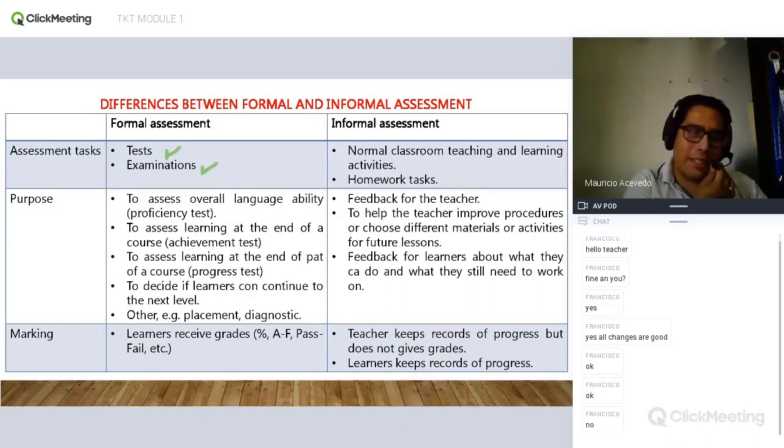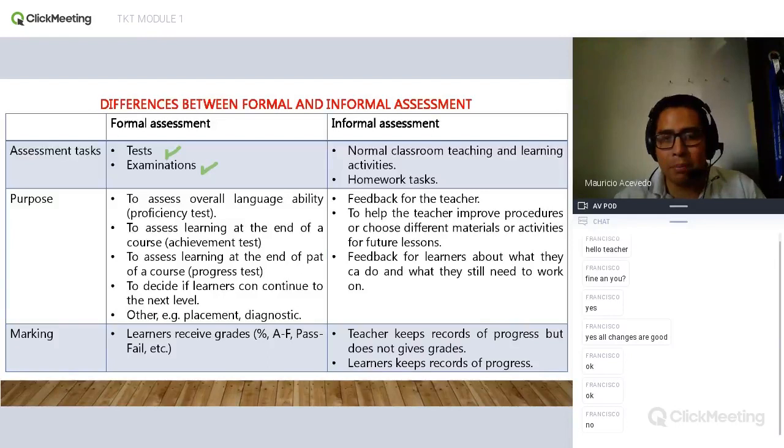In Mexico, we have a system of numbers. You know that we normally mark assessment with numbers. Okay, 10, 9, 9.5, 8.5, etc.